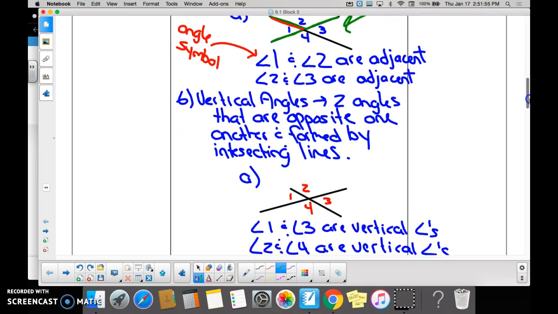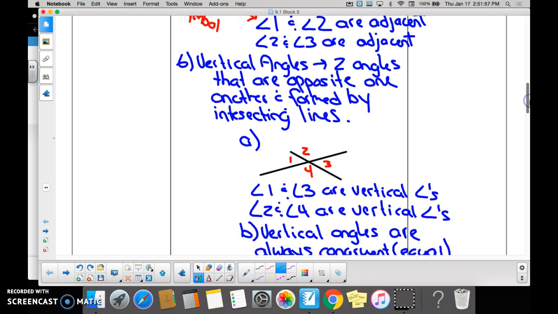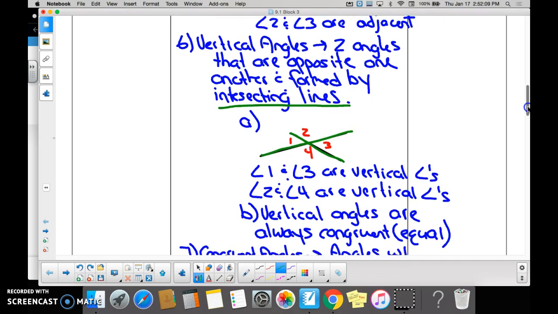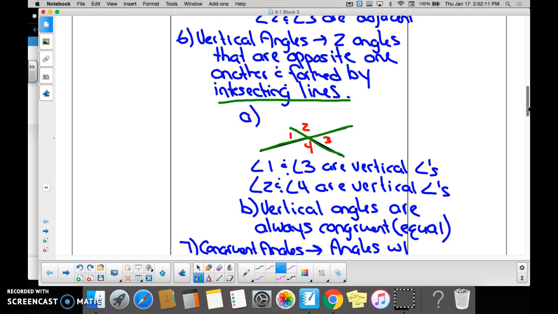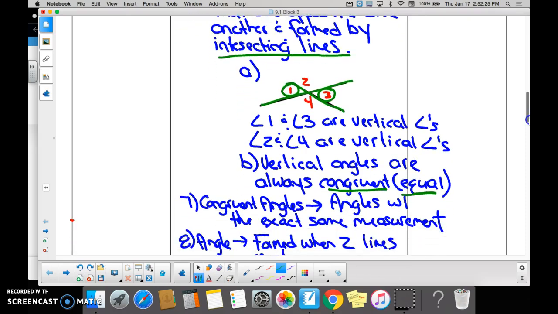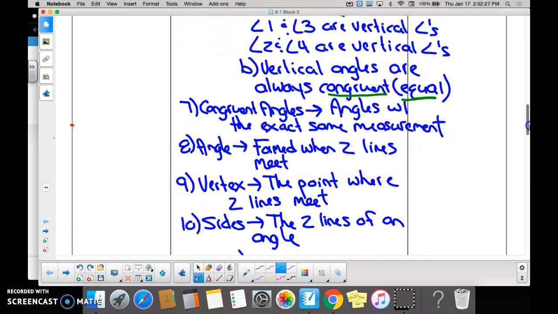Vertical angles are two angles that are opposite one another and formed by what? Intersecting lines. An intersecting line would be two lines that crisscross one another. So vertical angles are opposite one another, created by intersecting lines. Vertical angles like 3 and 1, which are opposite each other, are equal, or we also call it congruent. So if 1 and 3 are equal, 2 and 4 are equal too. Congruent angles have the exact same measurement.